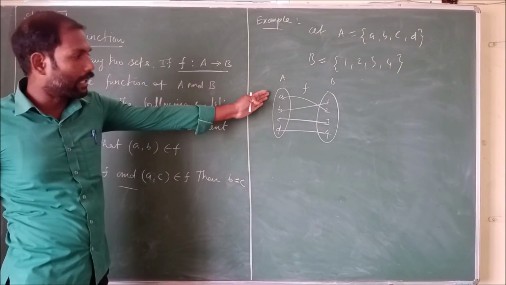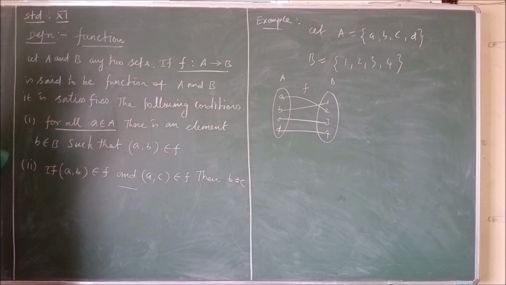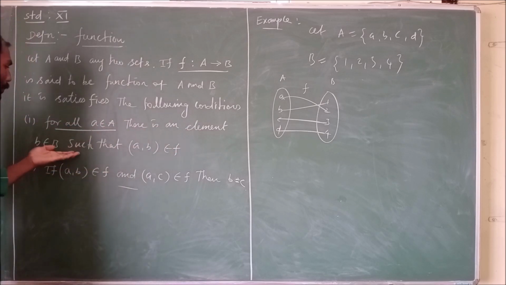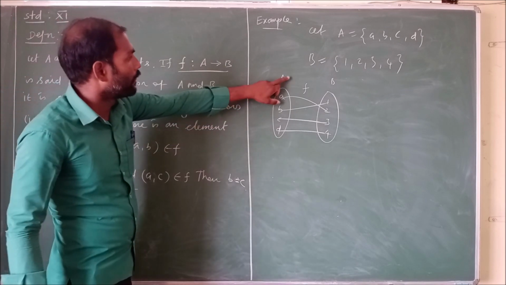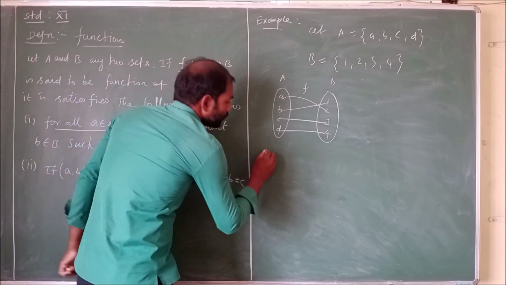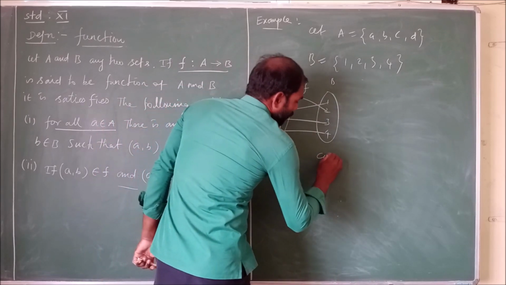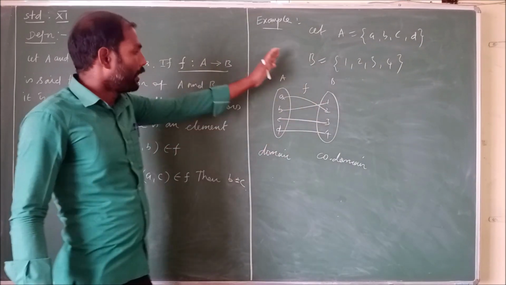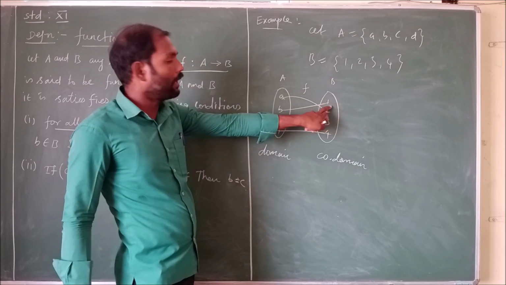It is clear that f is a function. There are two conditions satisfied by this relation. First, for all a belongs to A, there exists an element b such that (a, b) belongs to f. A is the domain and B is the codomain. Every element in the domain has at least one image in the codomain.